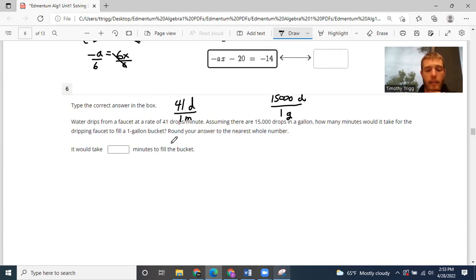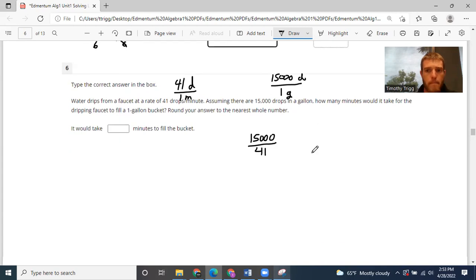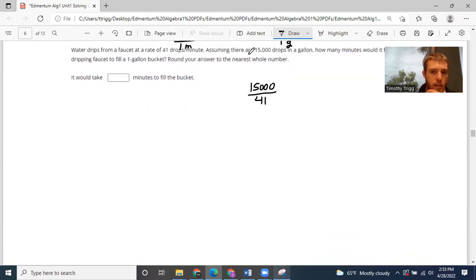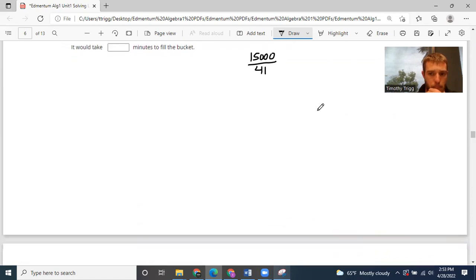So we want 1 gallon. And we want to figure out how long that's going to take. Well, they do 41 drops in 1 minute, and we need 15,000 drops. So we need 15,000 drops, and they do 41 drops in a minute. So just divide this by 41, and that'll tell you how many minutes. So divide that, and I'll give you that. Round to the nearest whole number. Keep that in mind.